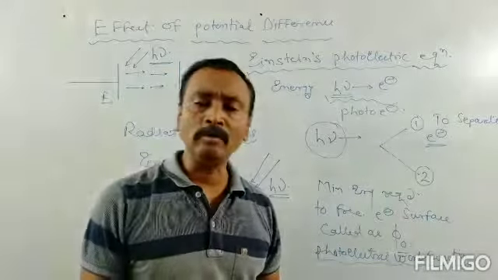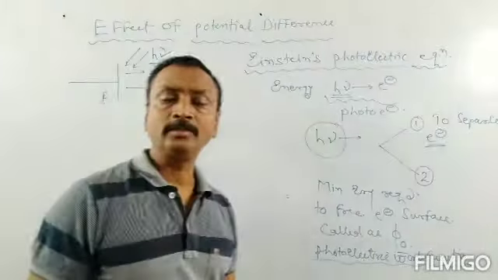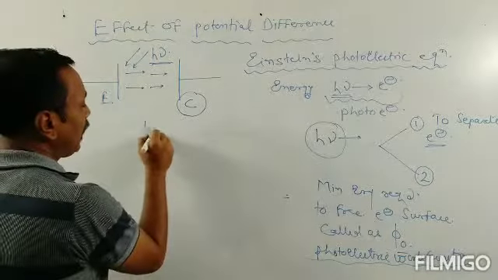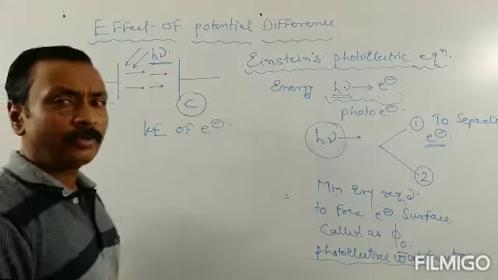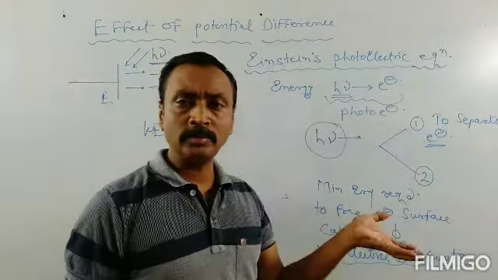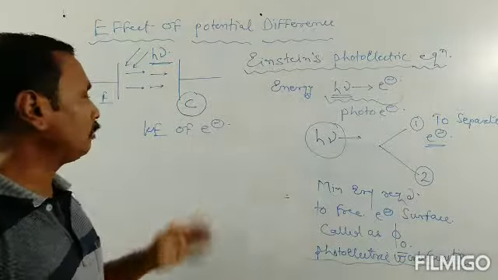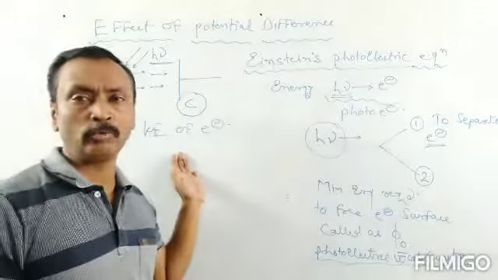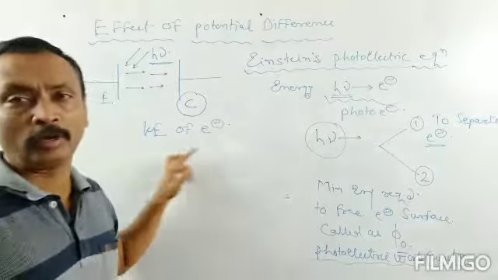And the second part of the energy, the remaining energy, appears as the kinetic energy of the electron. Some of the energy frees the electron from the surface, and the remaining energy is used by the electron to increase its velocity or speed, which appears as the kinetic energy of the electron.